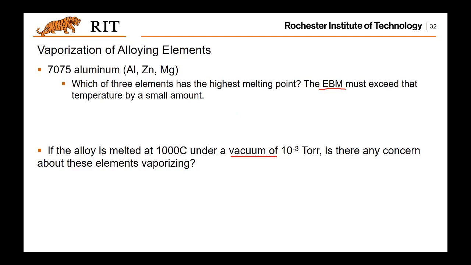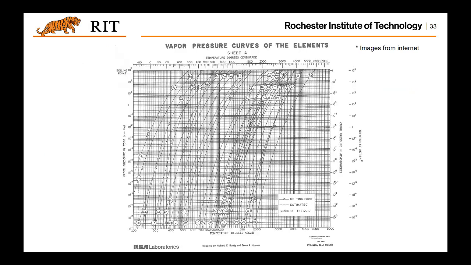such that you will determine, okay, is this material available for this process or not? Could I use this material for the EBM process or not? So this is very essential. And basically what we could do is look at the vapor pressure curve of the elements.